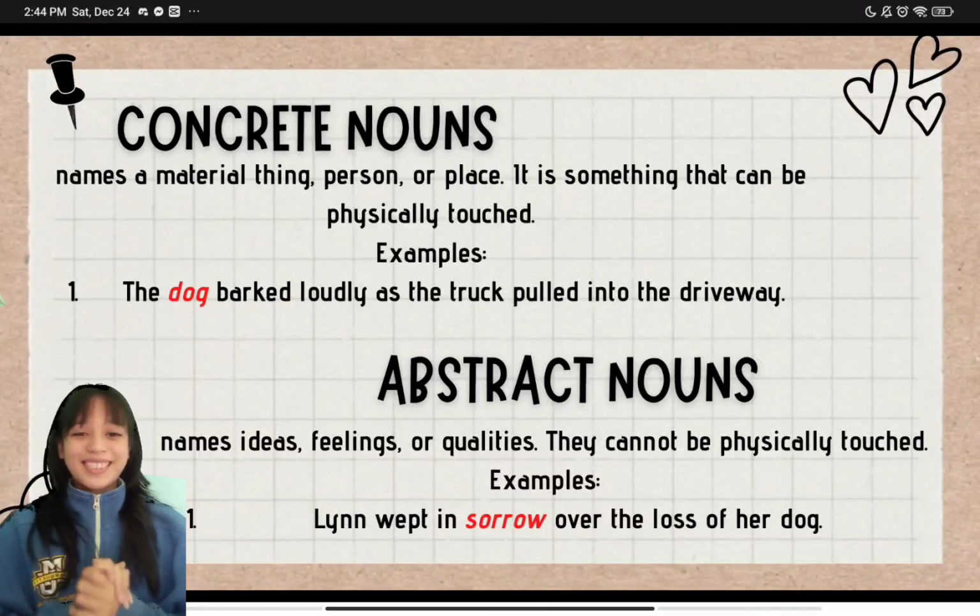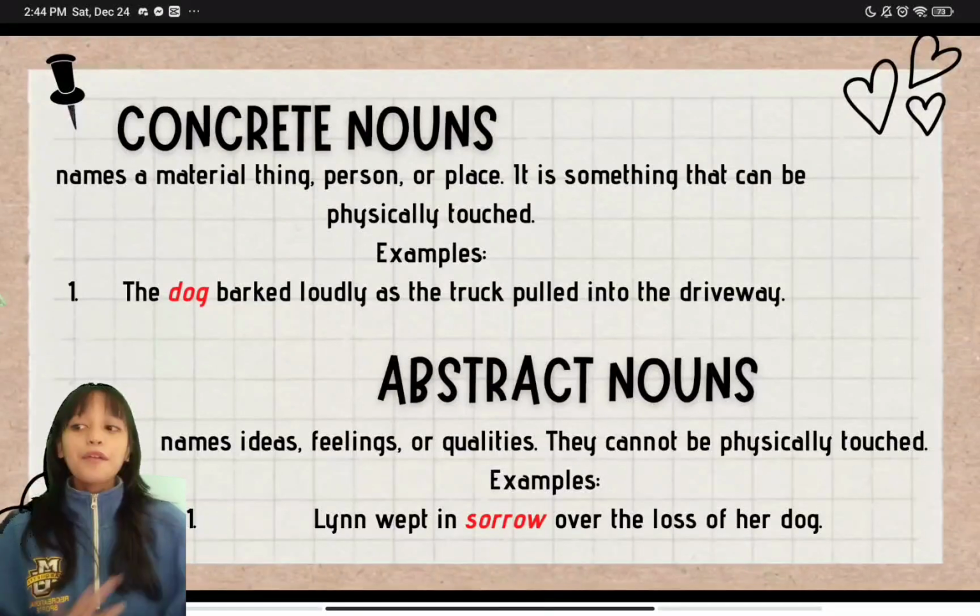And then moving on to the abstract nouns. Abstract nouns name ideas, feelings, or qualities. They cannot be physically touched. You cannot touch them, but you can feel them.